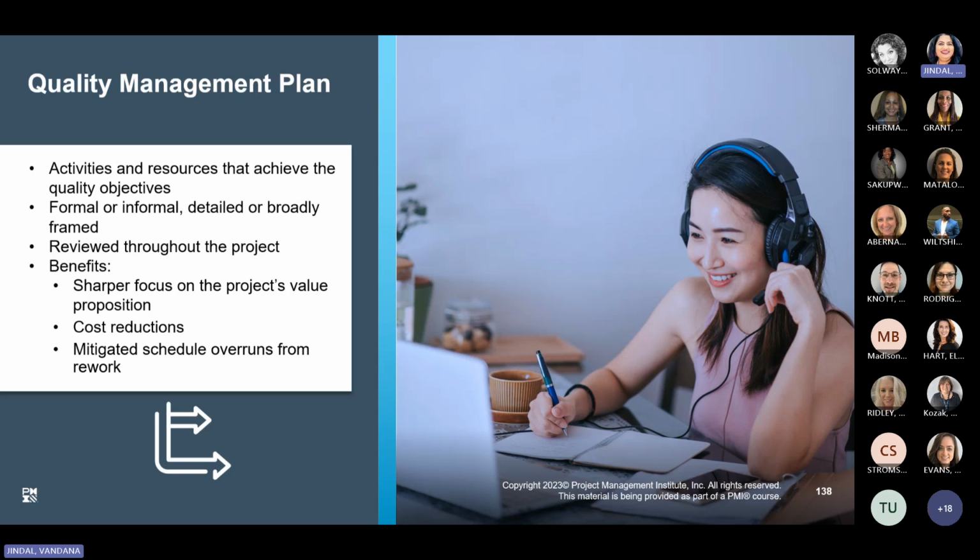Mitigate the schedule overruns from the rework. By investing in quality upfront, for example, through code reviews or user experience design sessions, one can avoid schedule delays that would occur if one had to significantly rework later in the stage.